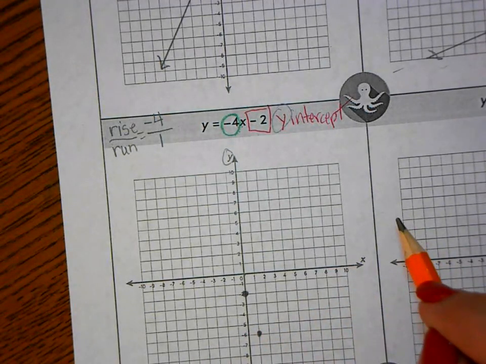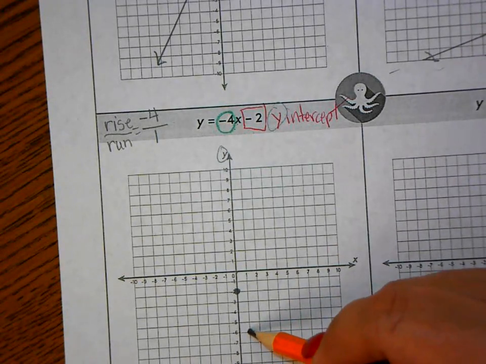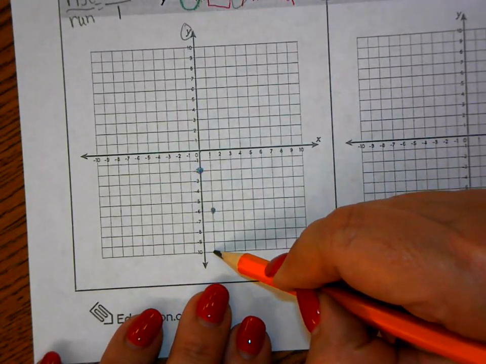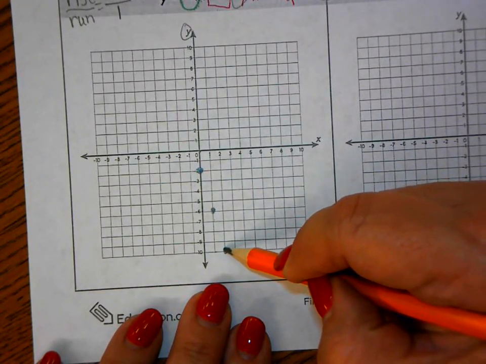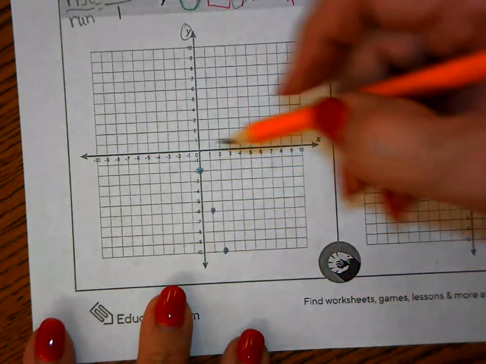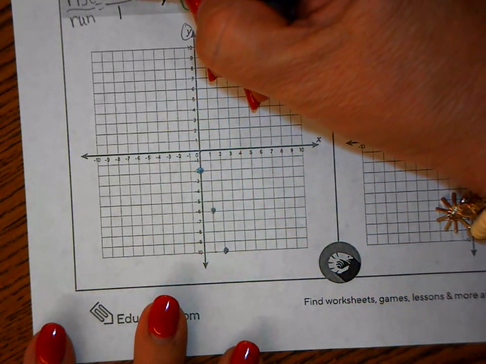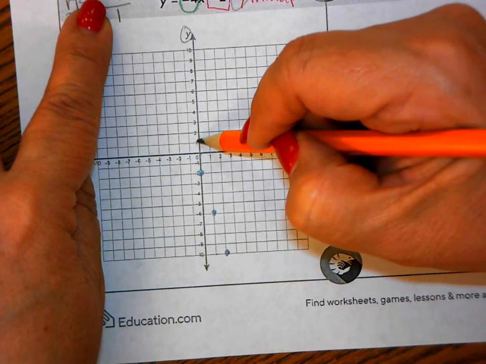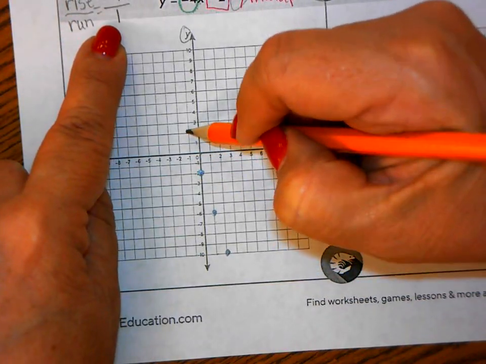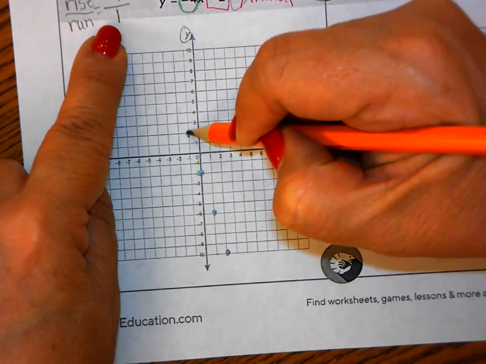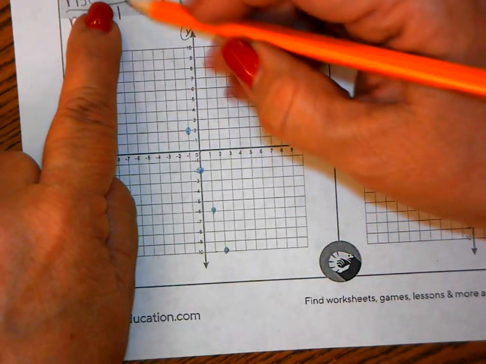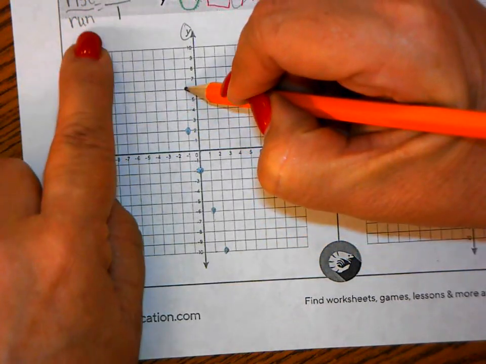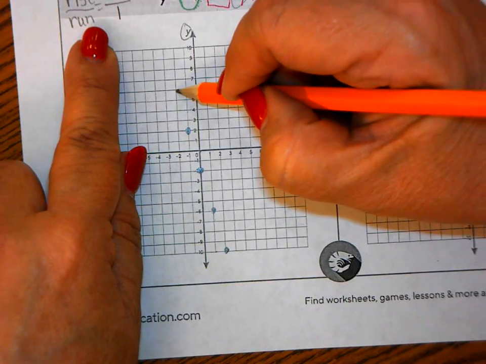Okay, and I can continue to do that if I wanted to: 1, 2, 3, 4, move downward and move across 1. Adding points to the opposite side, I'm going to do the opposite. I'm going to have a rise of positive 4, 1, 2, 3, 4, and a negative run of 1, and it's right there.